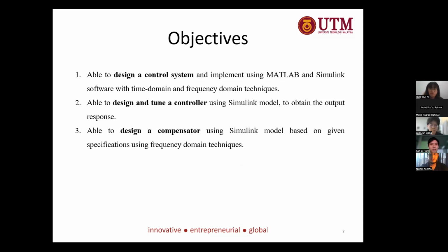For our objectives, we have three main objectives. The first one is to design a control system and implement it using MATLAB and Simulink in the time domain and frequency domain. The second one is to design and tune a controller using a Simulink model and obtain the output response. And the third one is to design a compensator using Simulink based on the given data using frequency domain technique.